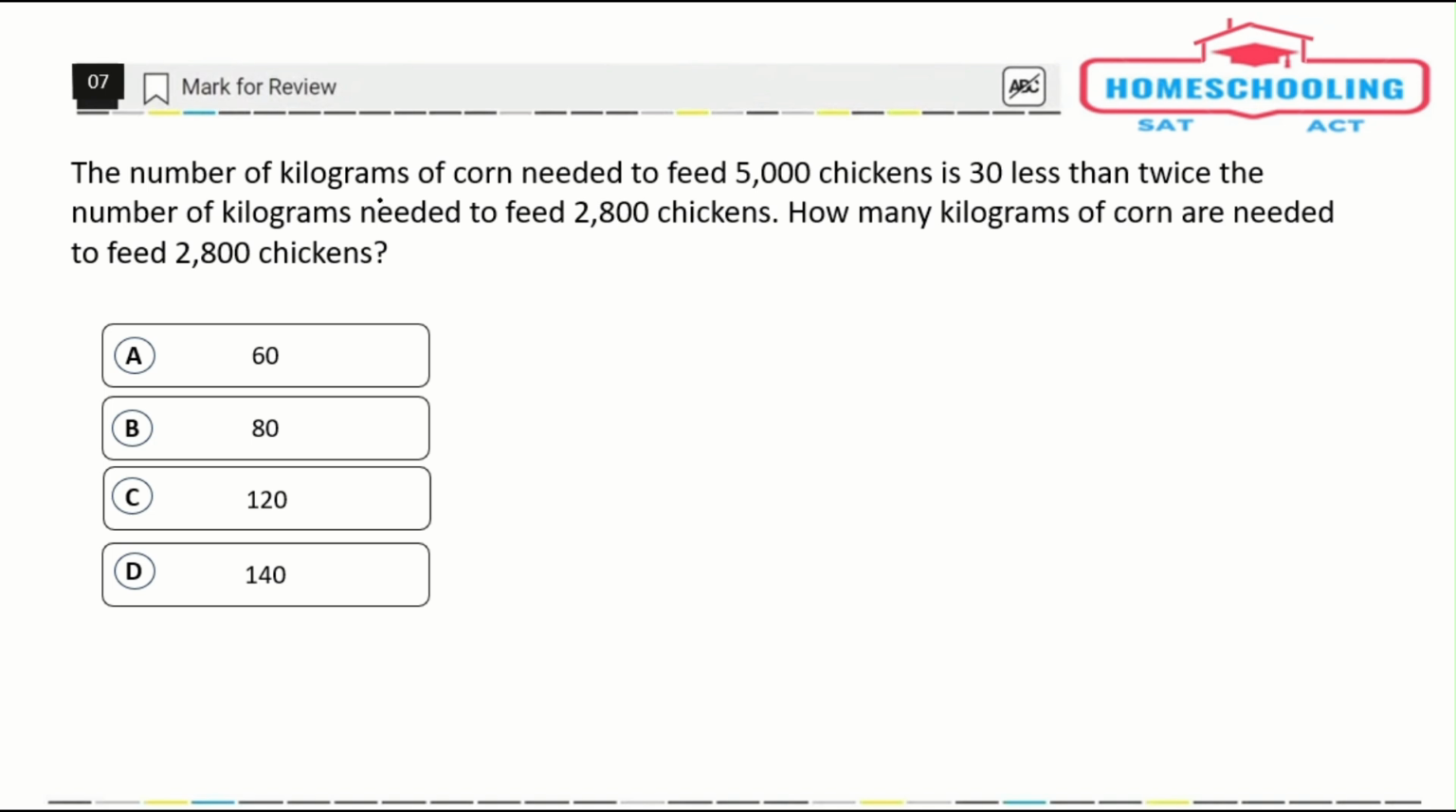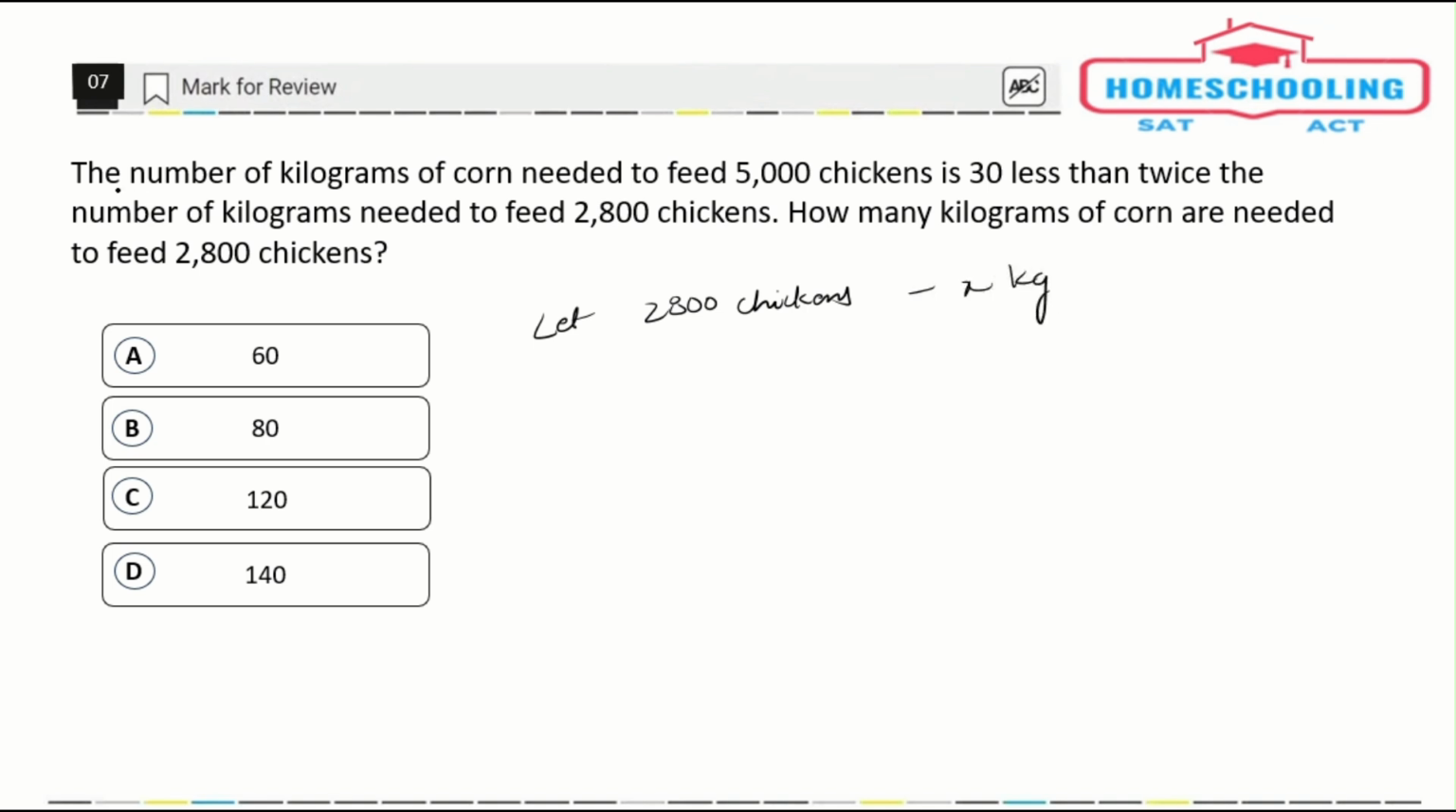The number of kilograms of corn needed to feed 5,000 chickens is 30 less than twice the number of kilograms needed to feed 2,800 chickens. So we have to find how many kilograms of corn are needed to feed 2,800 chickens. Let's say they need x kilograms.